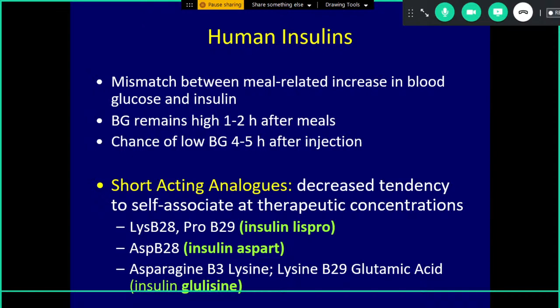However, because it totally disappears, there may be a tendency for the sugars to start drifting up after about 4 hours because there is no circulating insulin if the person is getting only a short-acting analog.